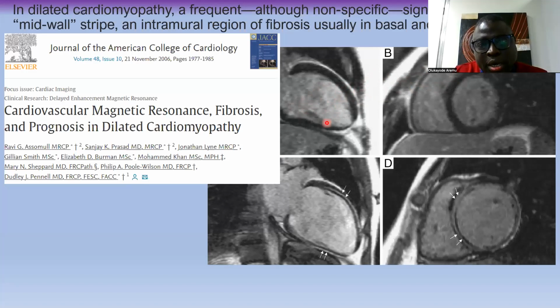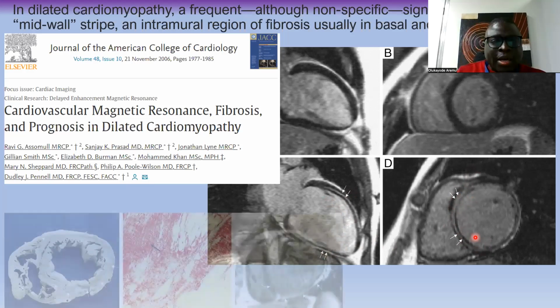This is the long axis view and the short axis view. If you look at the long axis view on the third panel here, you will see a stripe, the midwall stripe that we're talking about, shown by this. It is at the midwall, by the posterior inferior side of the myocardium. That is on the long axis, and on the short axis, you can see what it looks like. It's a wide, thin stripe, which is phenotypic of dilated cardiomyopathy.